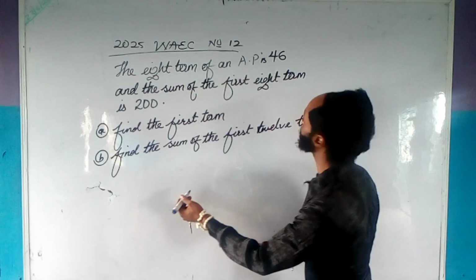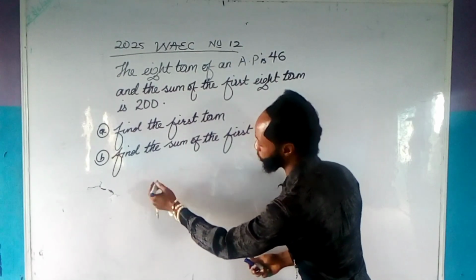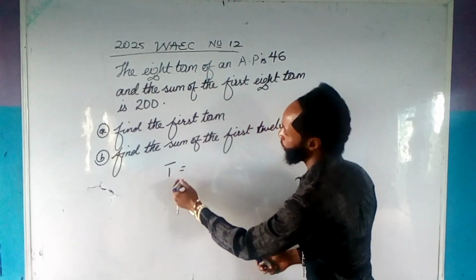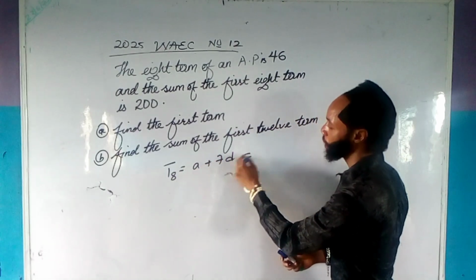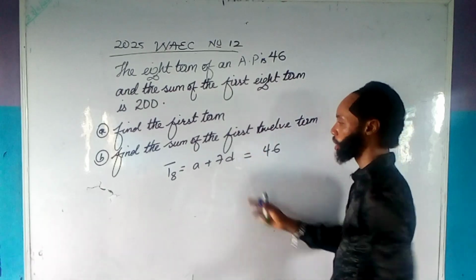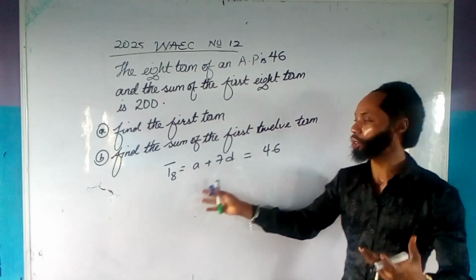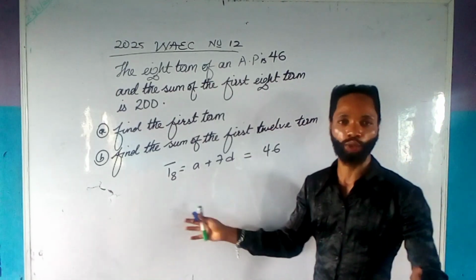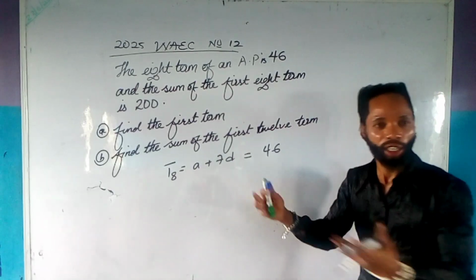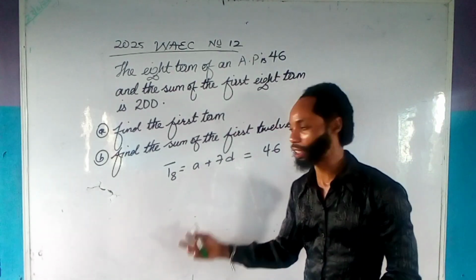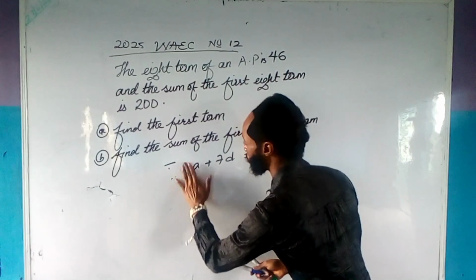The 8th term is 46. So we know our AP: T8 is A plus 7D, which is equal to 46. T9 is A plus 8D. T50 is A plus 49D. T100 is A plus 99D. So we express it in that term. So this is our 8th term, and I can clean this one off.